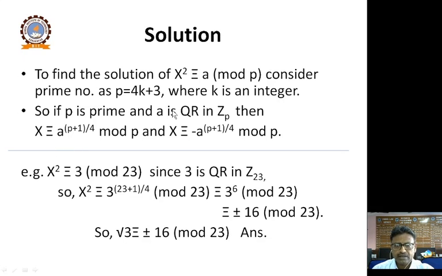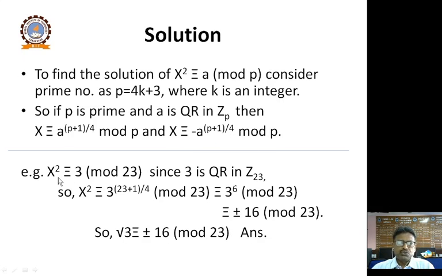The solution will be: if a is a quadratic residue and p is a prime number, then this equation will have two solutions. The first solution will be a to the power (p+1)/4 mod p, and the second solution will be minus a to the power (p+1)/4 mod p.